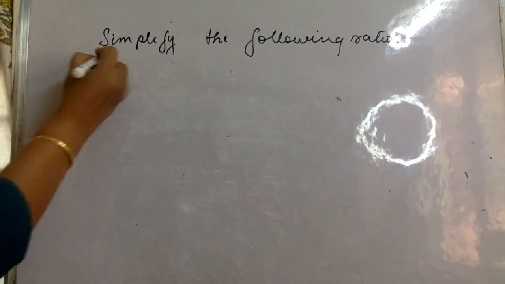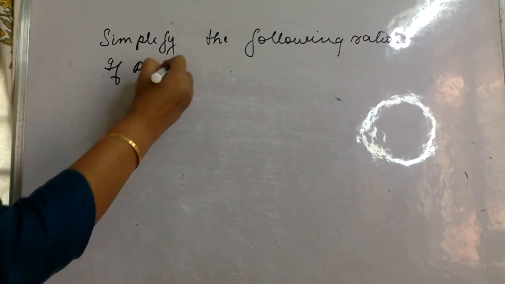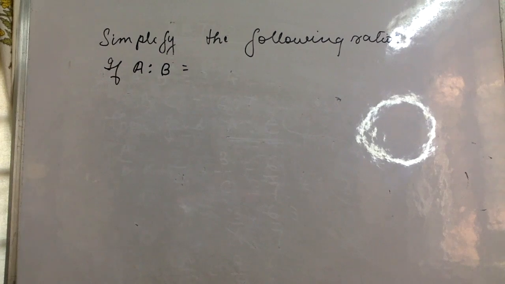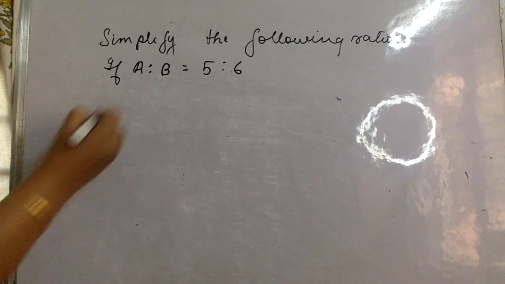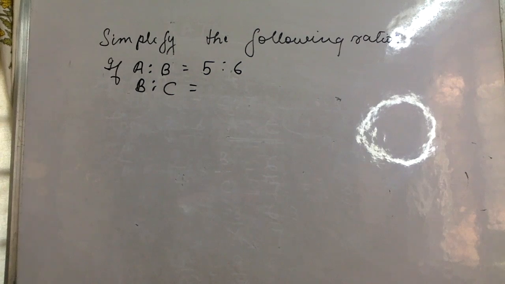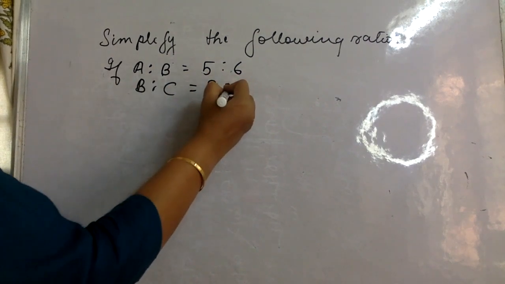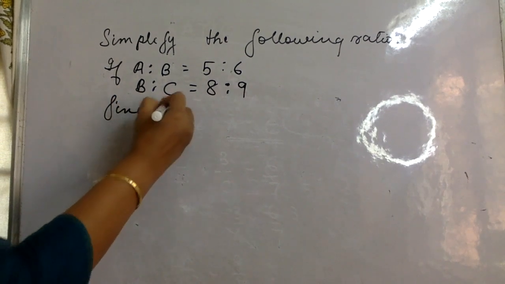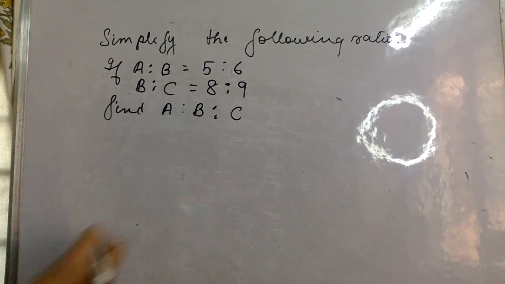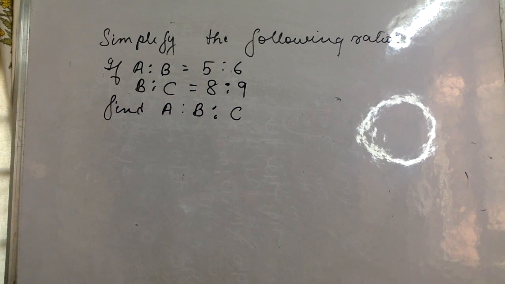If A is to B is equal to 5 is to 6, and B is to C is equal to 8 is to 9. Okay, B is to C is 8 is to 9. Find A is to B is to C. Okay, so if A is to B is 5 is to 6, B is to C is 8 is to 9, find A is to B is to C. Now how do we get it?